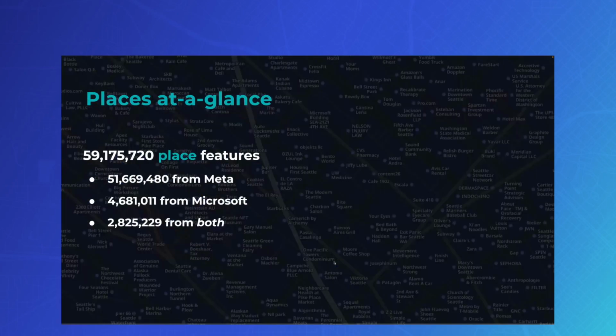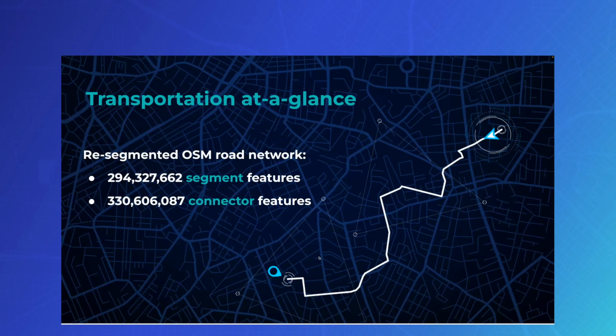There are nearly 60 million place and points of interest features in the Places theme. These data are from both Microsoft and Meta, and we'll dig deeper into this layer in a minute. Finally, transportation is split up into segments and connectors. Currently, the data comes from OpenStreetMap and is resegmented so that the connectors always and only exist where 2 or more segments come together.